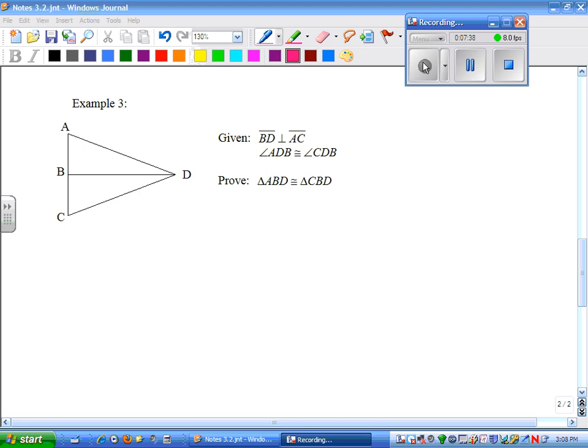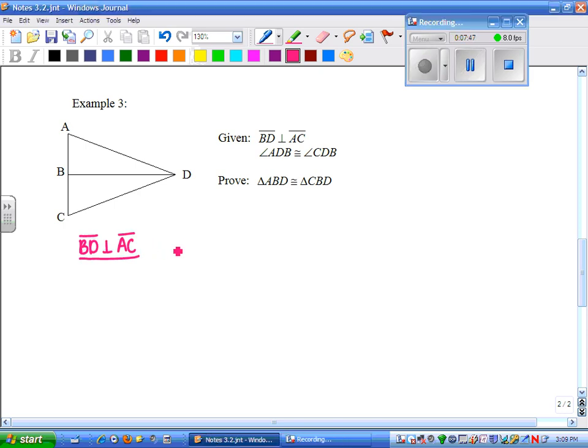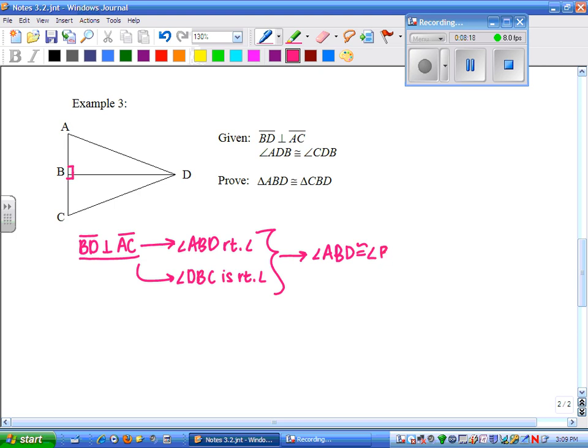Moving on to example 3, we have BD is perpendicular to AC. Okay, let's go ahead and write that down. Alright, so perpendicularity means that two angles are going to be right angles right here, ABD and DBC. So we have angle ABD is a right angle, and we also can say that angle DBC is a right angle. So knowing that these two are right angles, we know that all right angles are congruent, not definition of right angle. ABD is congruent to angle DBC.